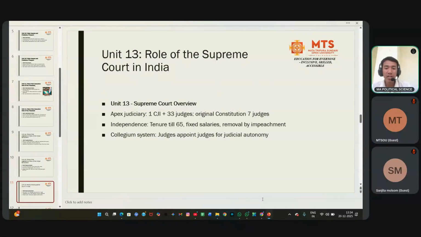Tenure till 65, fixed salaries, removal by impeachment. Those who are the judges there, they'll serve till the age of 65. Salaries they will get, and removal by impeachment in the parliament, they can do it. Collegium system: judges appoint judges for judicial autonomy. So the judges are appointed by the judges, for keeping their autonomy.